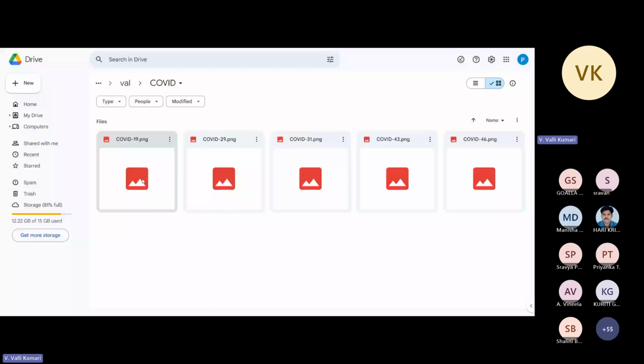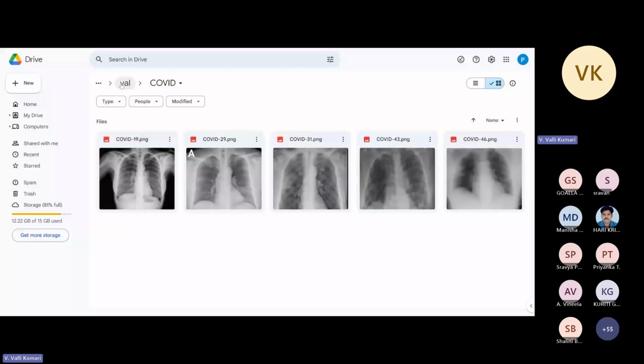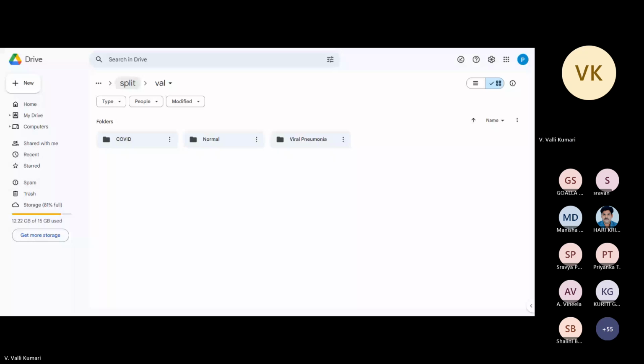Now you are understanding. I have the whole set of the COVID data set, with all the images in COVID, normal, and viral pneumonia labeled as these 3 classes. Now I'm splitting them into 80, 10, 10, so that in test and validation I have 10% and 10% of the images, and in train I have 80% of the images. So let us go to the code. This is what it says.